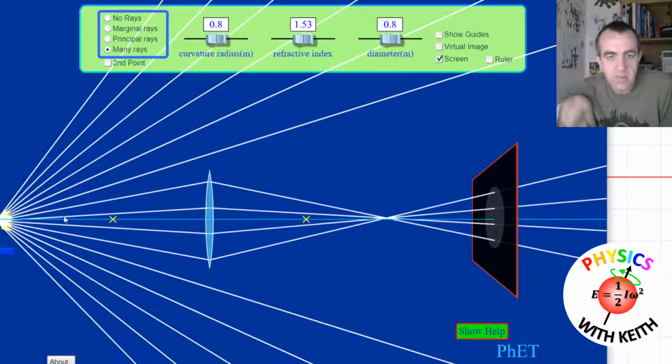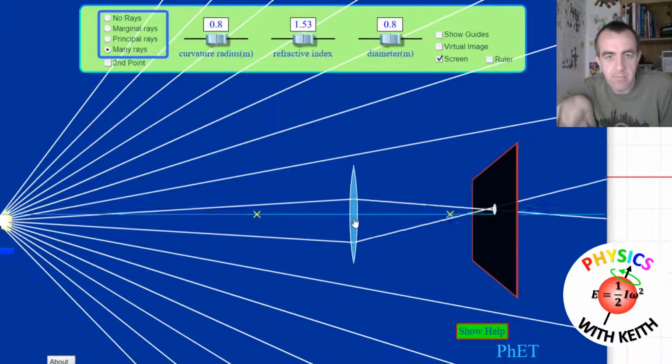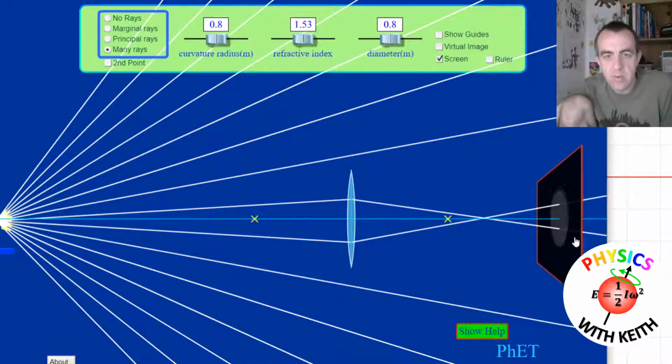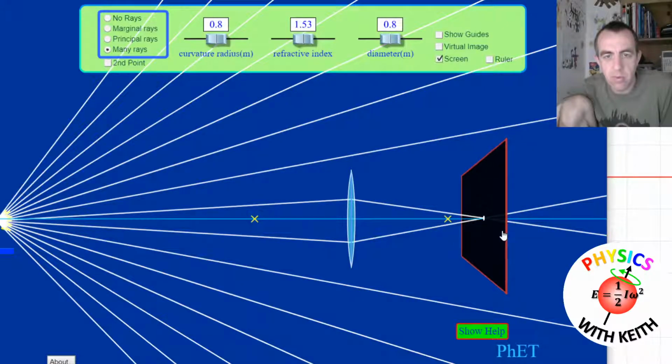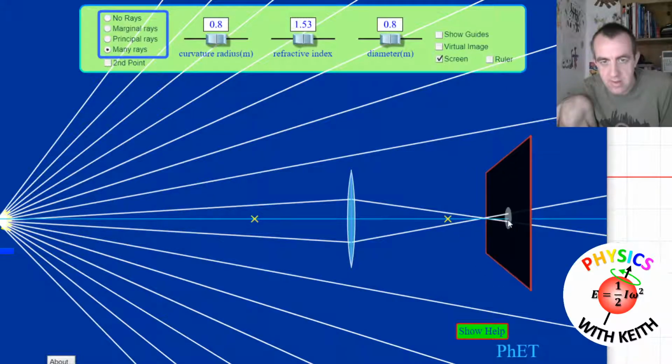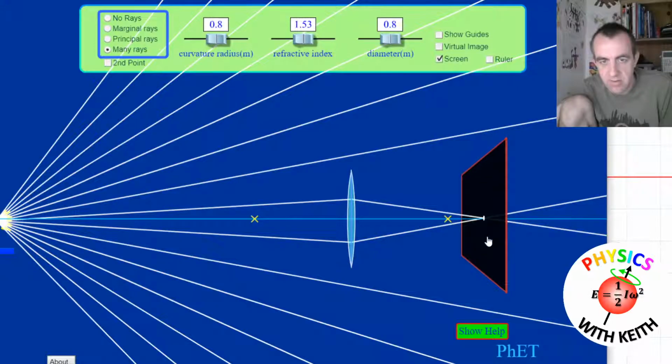Right, now let's move this a bit further away then, as far away as I reasonably can. Can you see that when the screen is placed at the point where the rays converge, the image of this source appears as a dot right there?